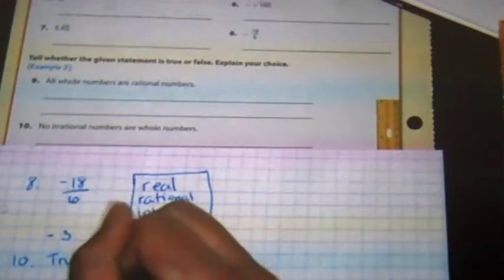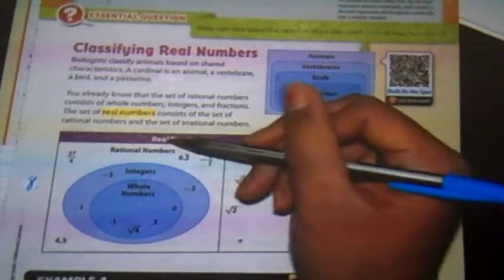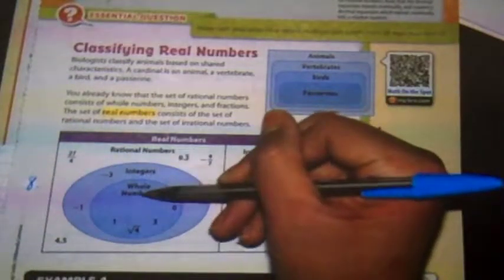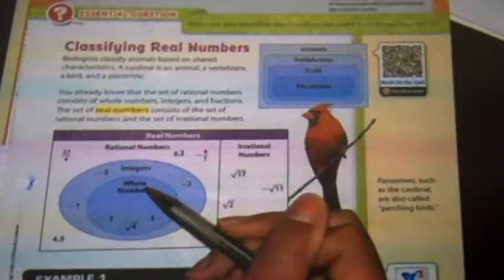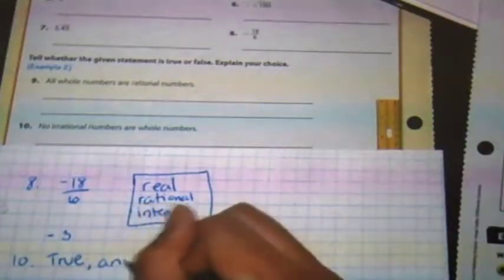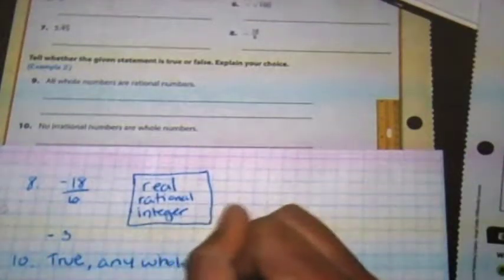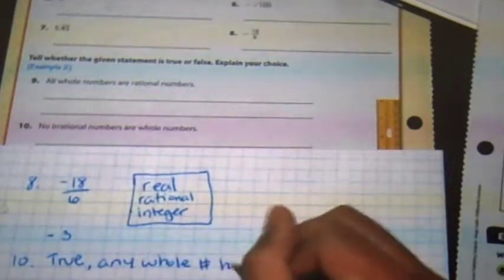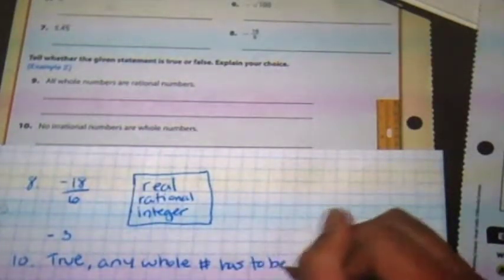10 is true. And the reason for that is because all whole numbers have to be rational. They have to go through this step first. They have to go from real to rational to integers to whole numbers. I can't go from irrational back over to this chart then. So true, any whole number has to be rational.